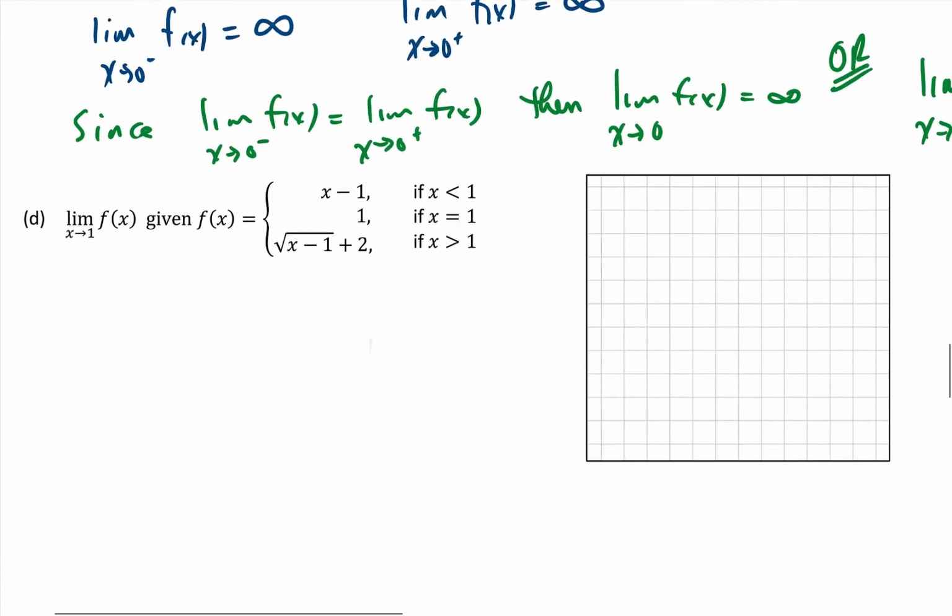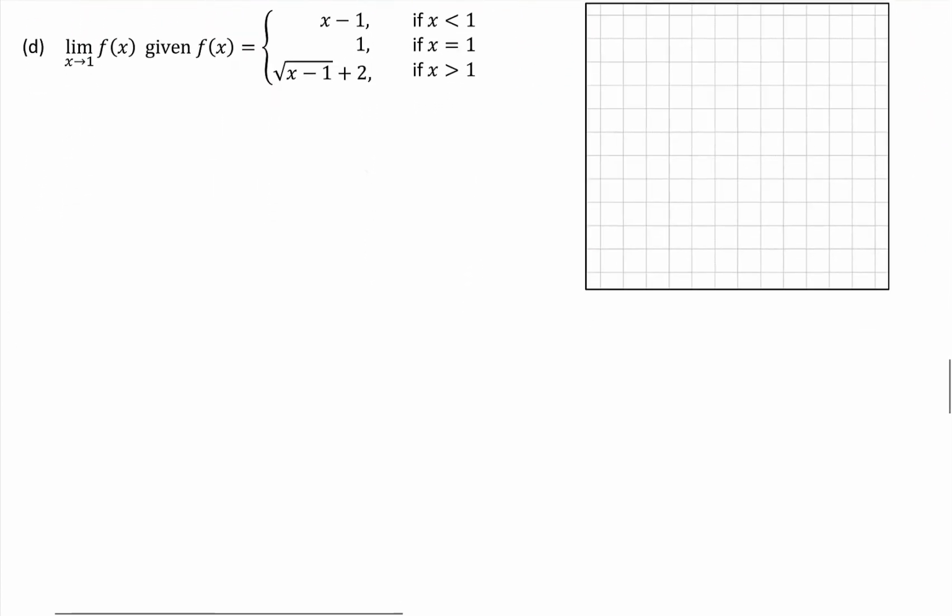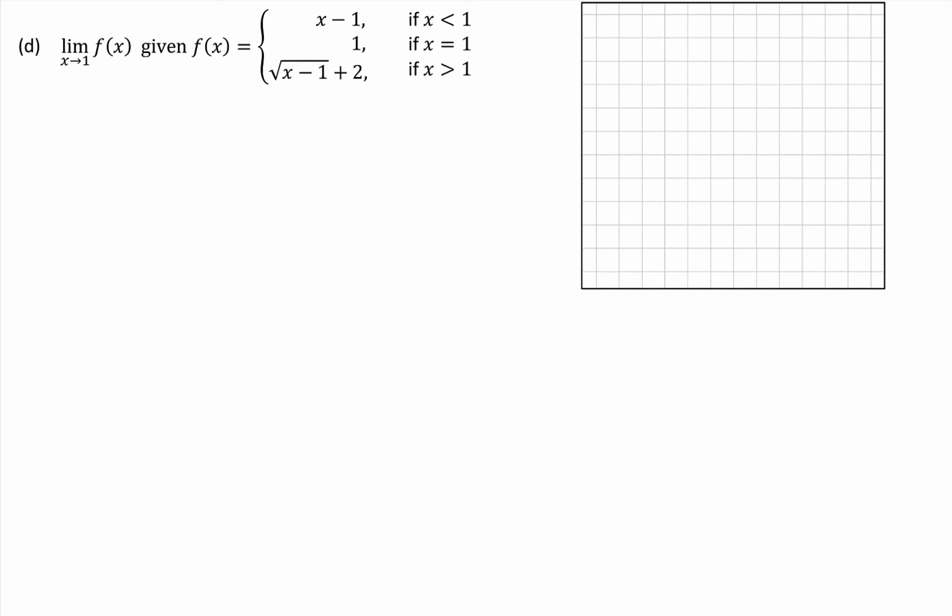Next one, this is called a piecewise function. And I want the limit as x approaches 1 for the function given here. Notice the key point here is x equals 1. So let's draw our graph.